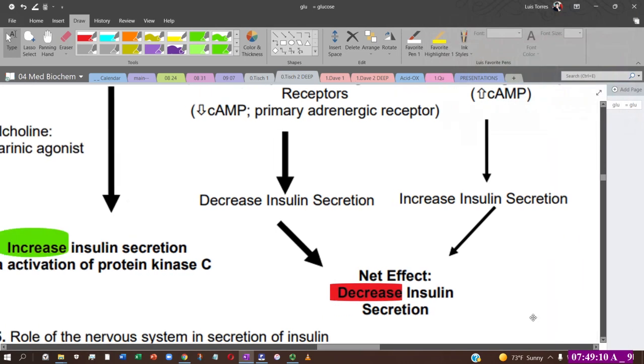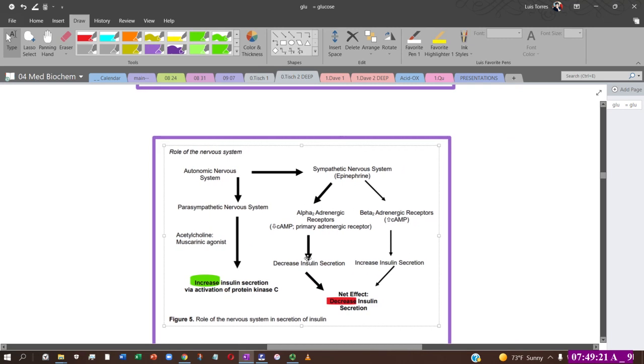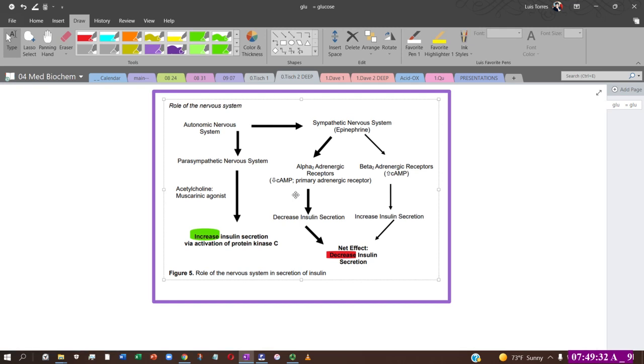In red. Cool. So autonomic, and then sympathetic, parasympathetic. This I'll definitely have to redraw just to line it up better. But anyway, for now, the para.